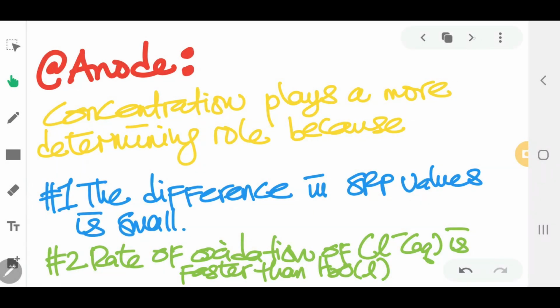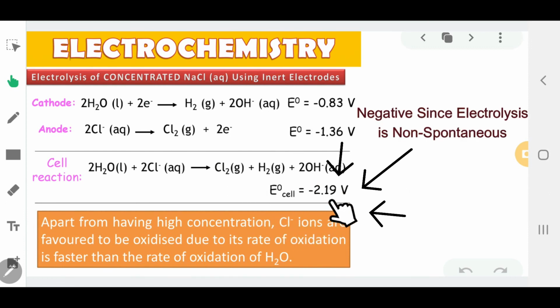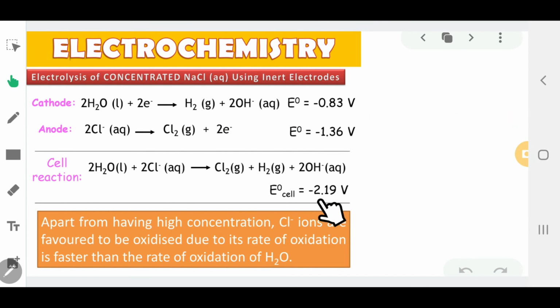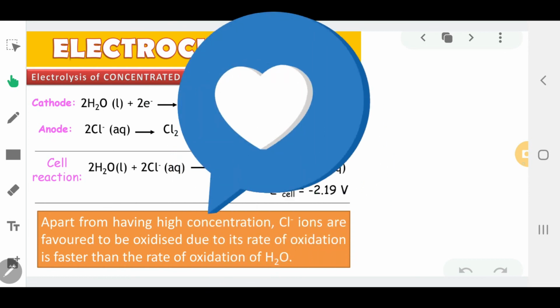So by combining both half reactions at the cathode and anode, you will have the cell reaction right here, and you will have the E naught cell value equal to negative 2.19 volts. Okay, so that's how you're going to explain the electrolysis of concentrated sodium chloride aqueous by using inert electrodes.